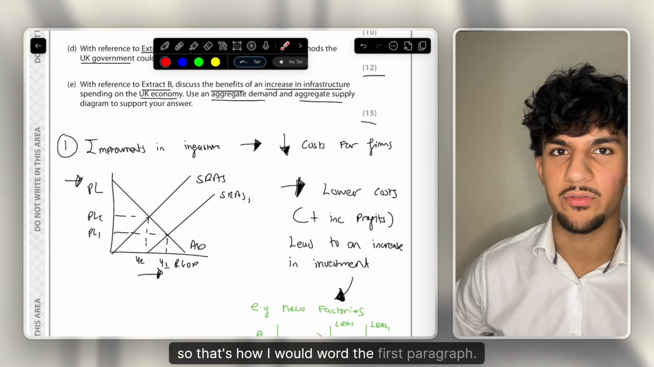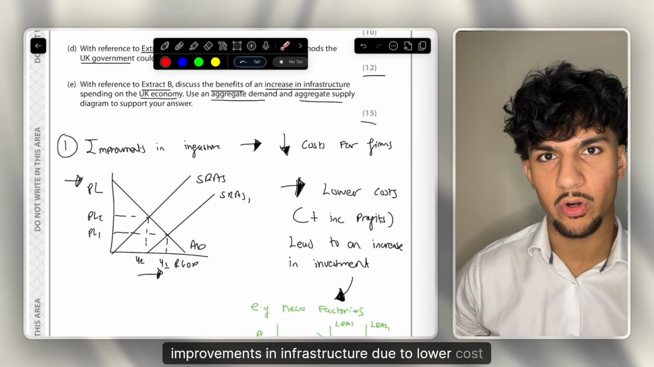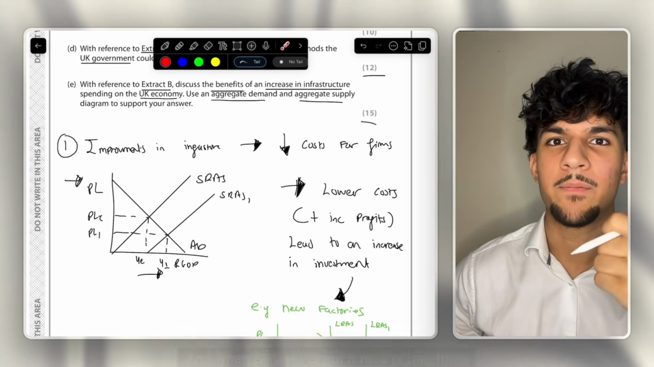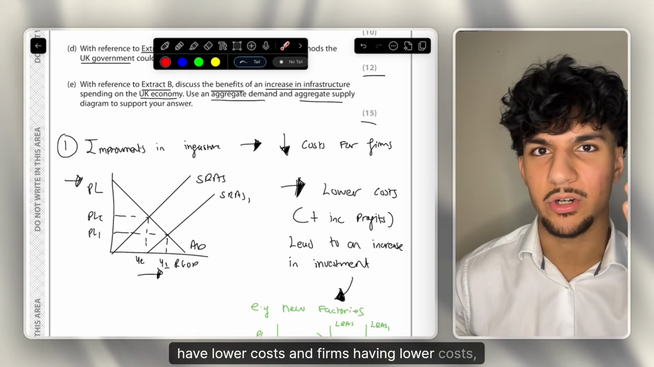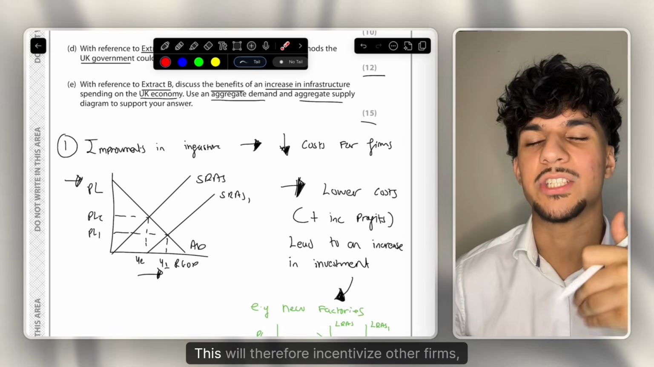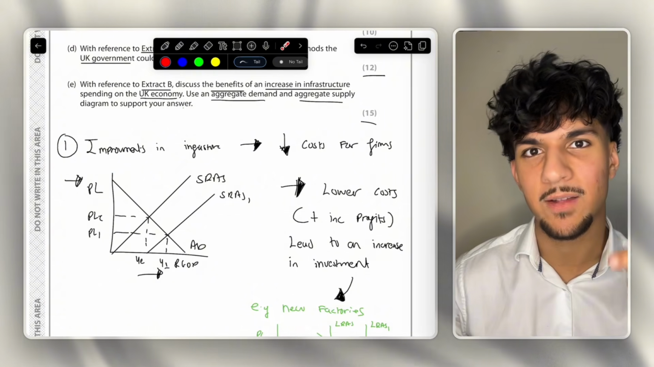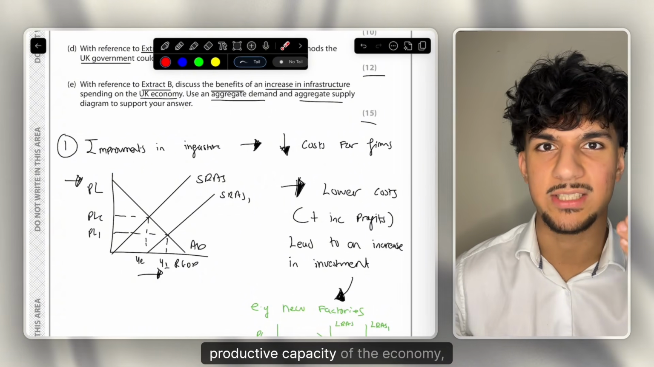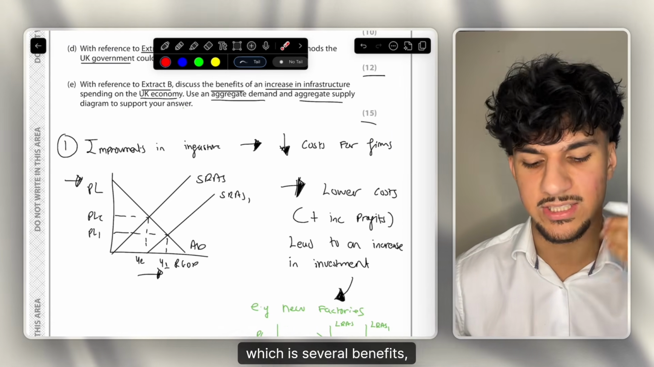So that's how I would word the first paragraph. Start by talking about improvements in infrastructure leading to lower costs for firms. This would of course cause SRAS to shift out, and when SRAS shifts out, it means that firms have lower costs. With firms having lower costs, that could lead to increased profits for firms. This will therefore incentivize other firms, new firms and existing firms, to invest, and more investment is of course going to further increase the productive capacity of the economy, increase AD, and increase real GDP, which are several positive effects on the economy.